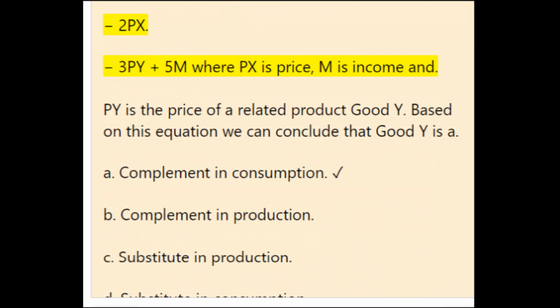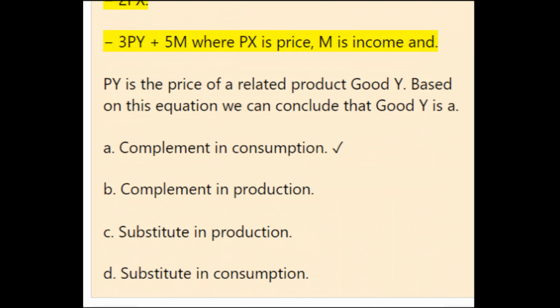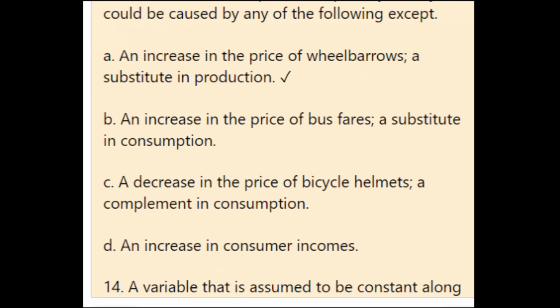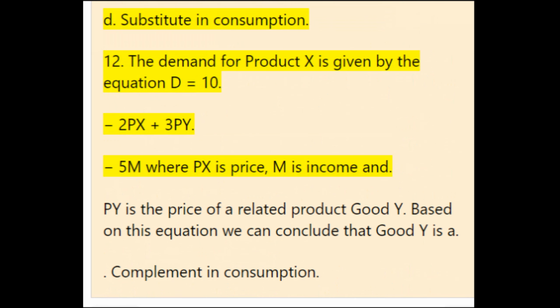D. Get flatter. 11. The demand for product X is given by the equation D = 10 - 2Px - 3Py + 5m, where Px is price, m is income and Py is the price of a related product, good Y. Based on this equation we can conclude that good Y is A. Complement in consumption. B. Complement in production. C. Substitute in production. D. Substitute in consumption.